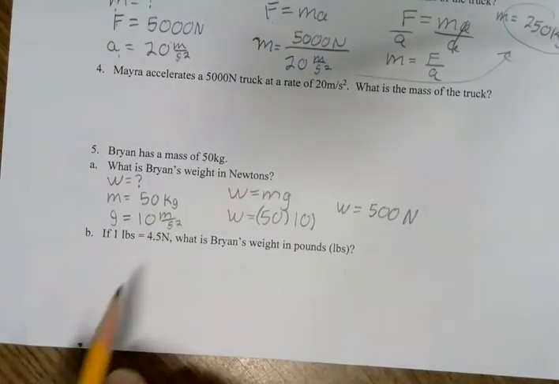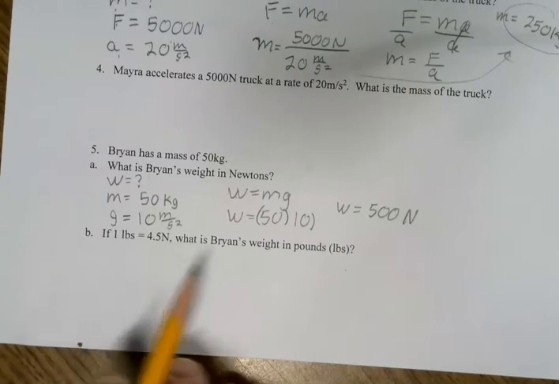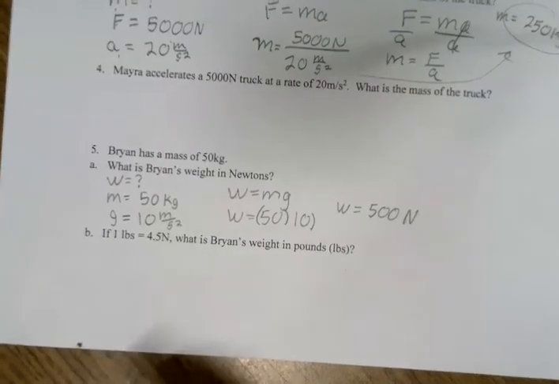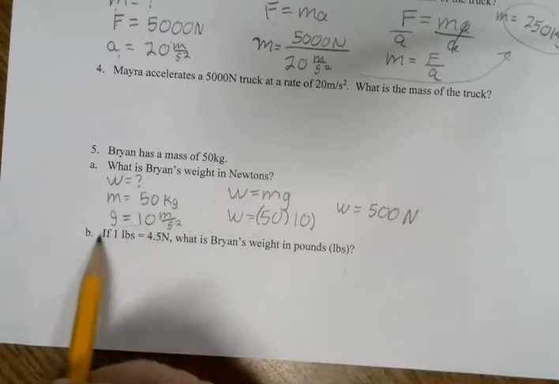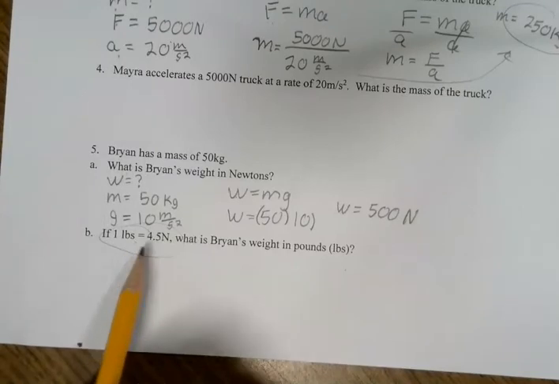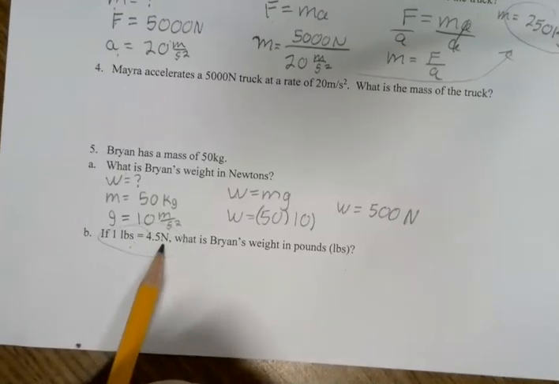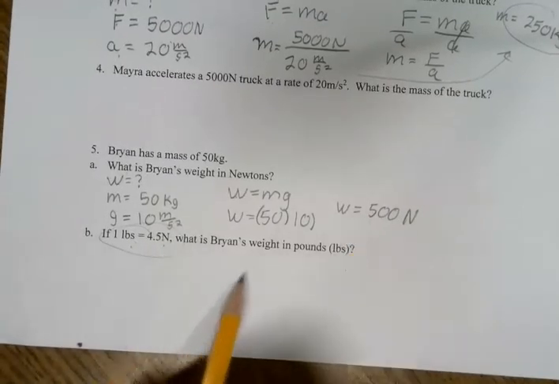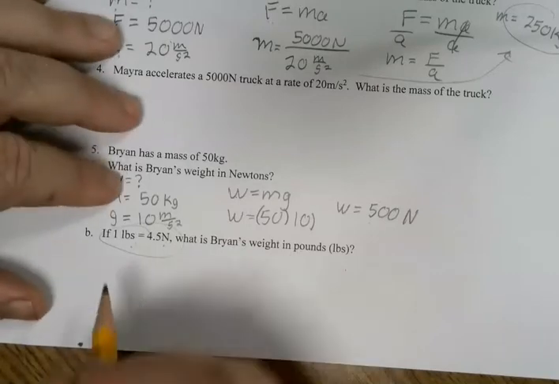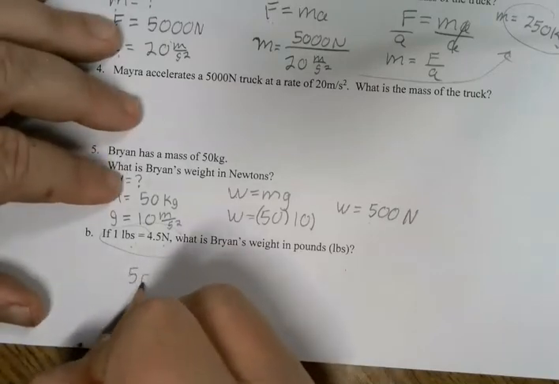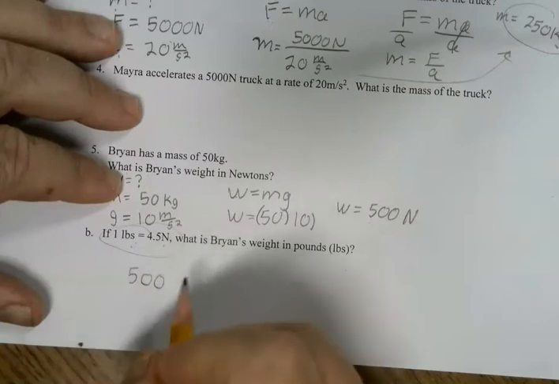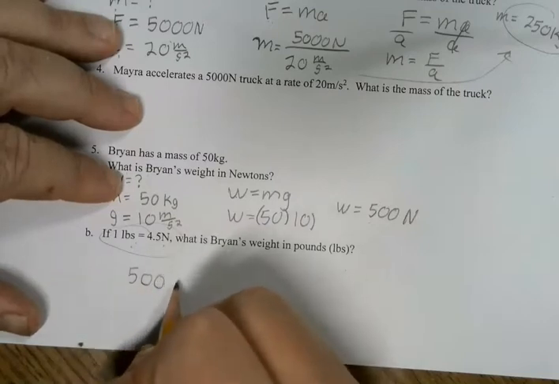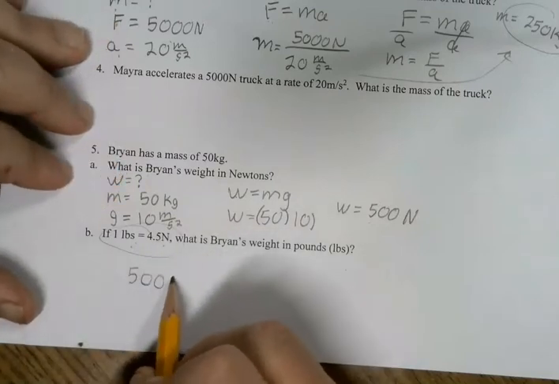All right, the next one is, let's see. It gives you a conversion between newtons and pounds. And then you know the number of newtons. So what is his weight in pounds? So we have 500 newtons. And while we haven't practiced this skill yet, and we will, let me just show you how to do it, how you set this up.